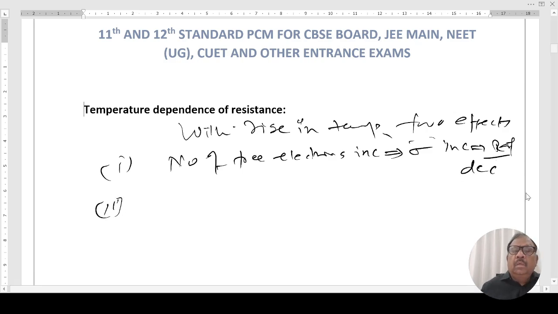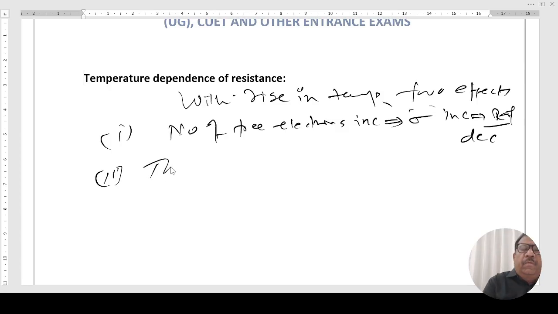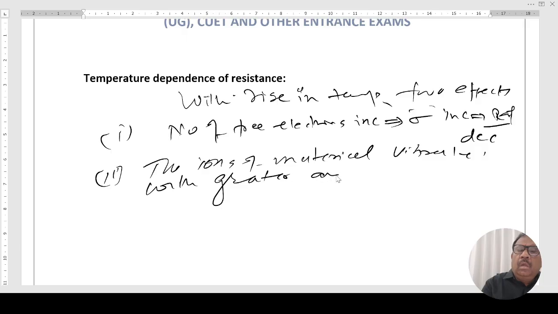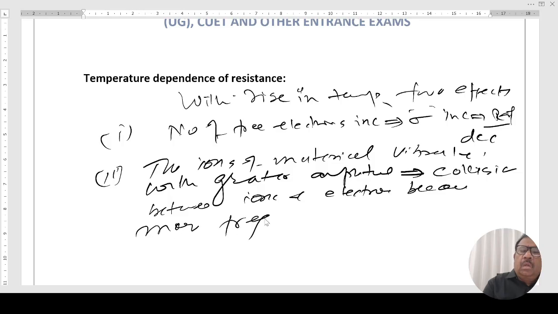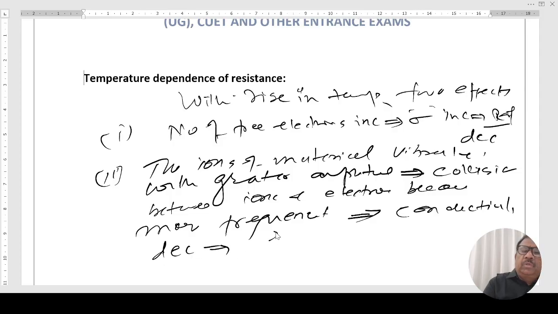Second, the ions of the material vibrate with greater amplitude, which in turn makes collisions between ions and electrons more frequent, meaning conductivity decreases, meaning resistivity or R increases, right?